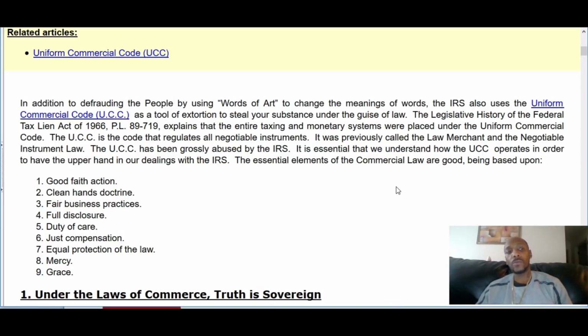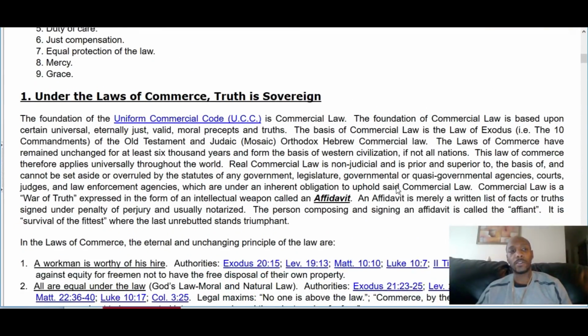Number one, we have the good faith action. Number two, we have clean hands doctrine. Number three, we have fair business practices. Number four, we have full disclosure of agreements and contracts. Number five, duty of care. Number six, just compensation. Number seven, equal protection of law. Number eight is mercy, and number nine is grace.